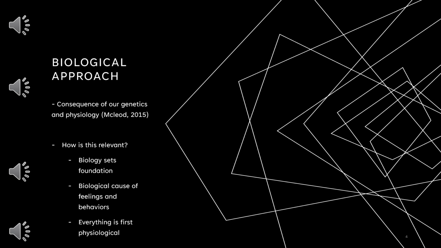The biological approach was one of the first approaches that we could use to say that there are significant concepts in psychology that are scientifically found and proven. It also brings some advantages to the table of understanding how our brain works in relation to our emotions, behaviors, and feelings. To really understand our psychological being, we have to understand that everything is first physiological. I think that's a very powerful statement.